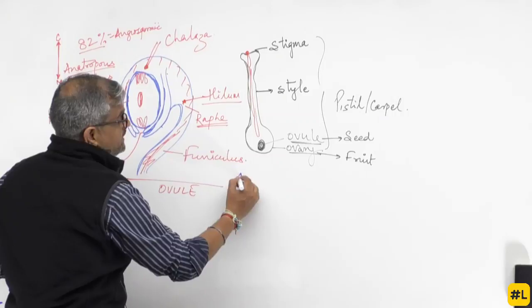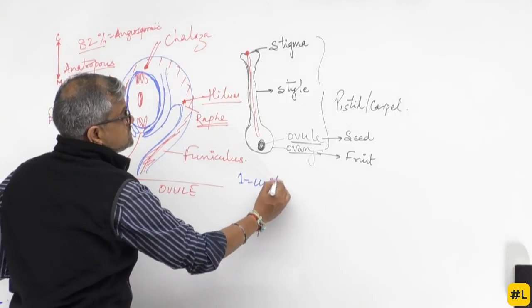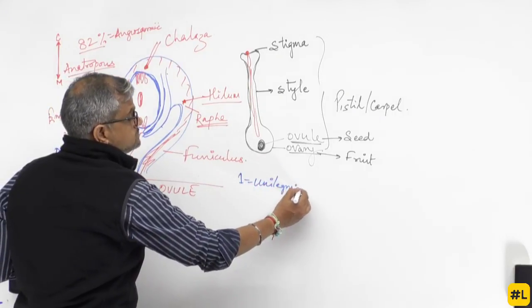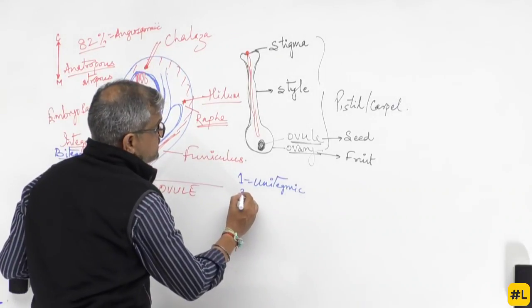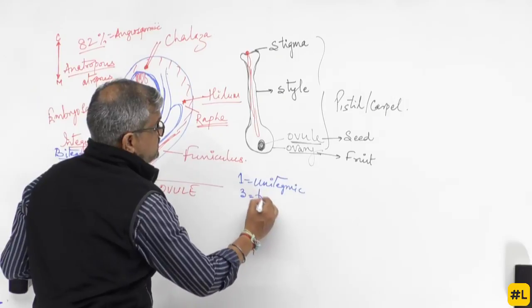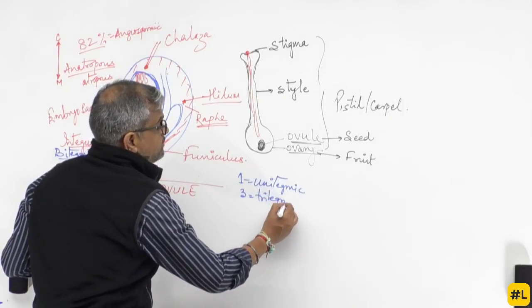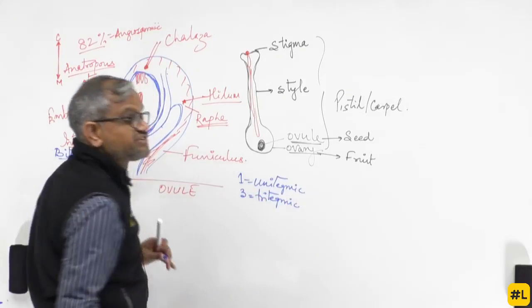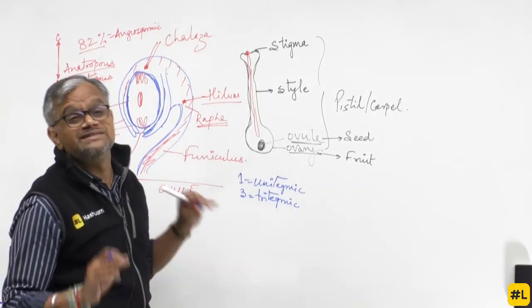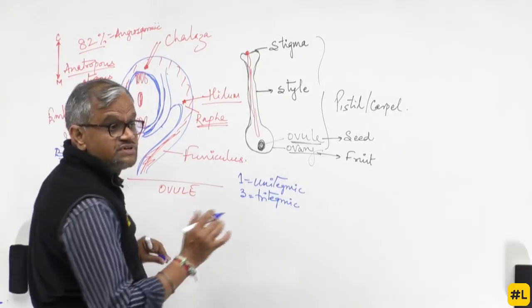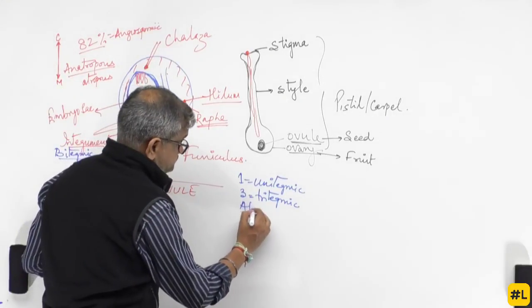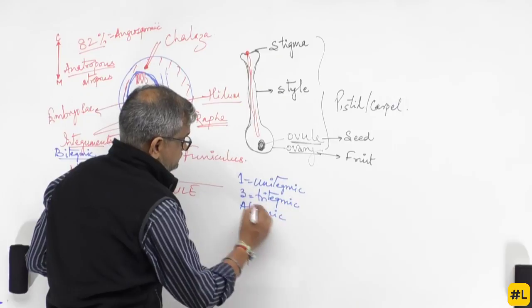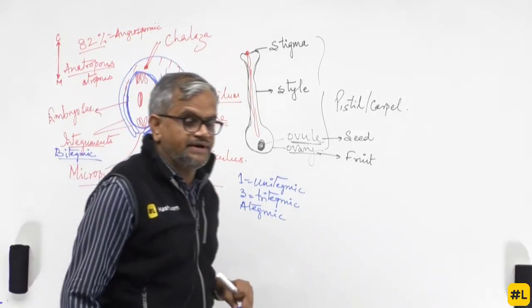Sometimes only a single integument is there, that is called unitegmic. Sometimes more than two are there, that is three integuments, called tritegmic. That is rarest. Yes, there are ovules in which there are no integuments, that is called ategmic, right?